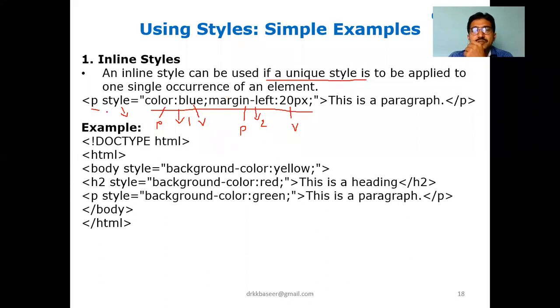Okay. So P style equal to color. Now here body, in this see the example, body style equal to background color yellow. So background color is a property, yellow is the value for this. Now H2, in the H2 tag again we are using this style equal to color, background color is red.